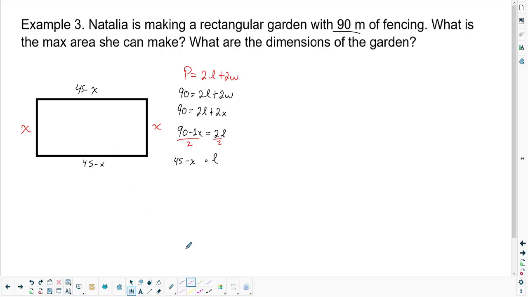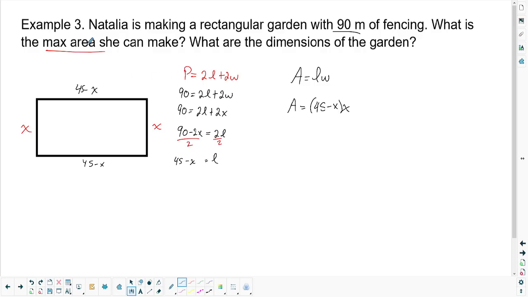They want to know the maximum area, though. Okay? So what we can do for the maximum area, you have to know the area formula, which is length times width if you're doing a rectangle. And now we know what these two things are. Area equals length, 45 minus x, times the width. Oh, we actually know what the width is. The width is just x.